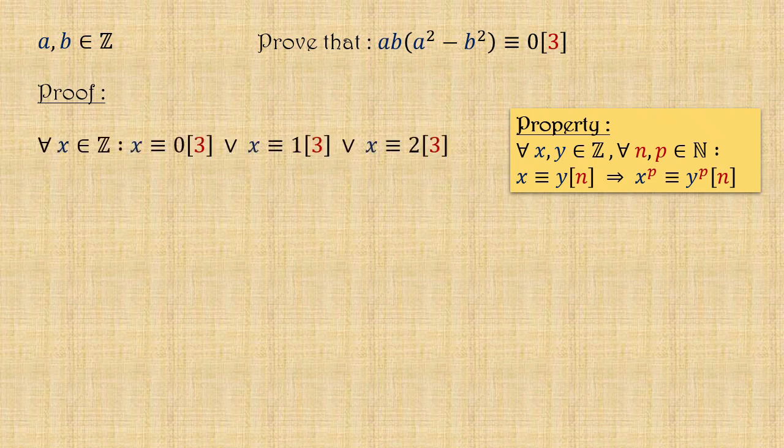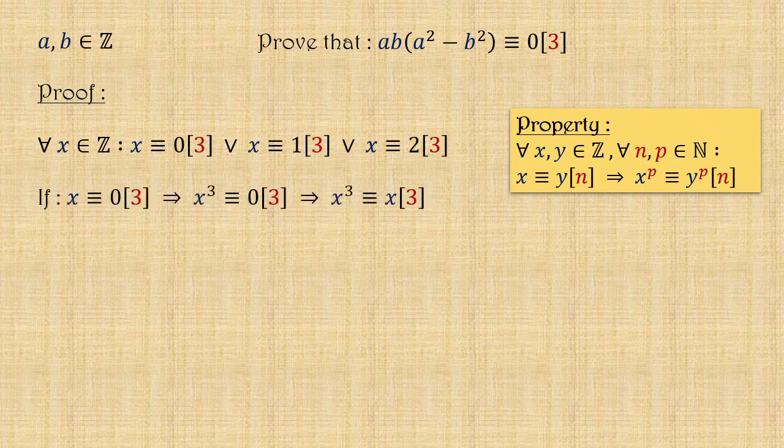Now we know that whatever the value of the integer number x is, it is either congruent to 0 modulo 3, or 1 modulo 3, or 2 modulo 3. So in case x is congruent to 0 modulo 3, we would have, according to our property, x to the power of 3 congruent to 0 to the power of 3, which equals 0 modulo 3, which means that in this case, x to the power of 3 is congruent to x modulo 3.